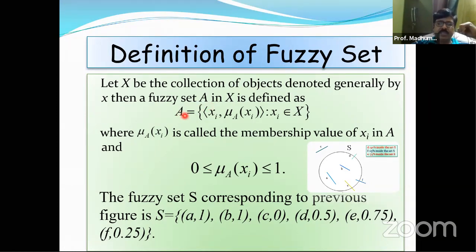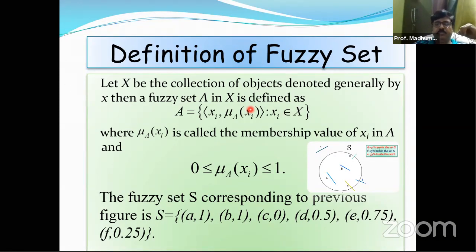That subset A is denoted by xi, the element, and mu A of xi, which is called the degree of membership, or simply the membership value. It represents the amount of belongingness of the element xi to the set A. So xi is the element, A is the set, and mu A of xi is the membership value, which lies between 0 and 1.